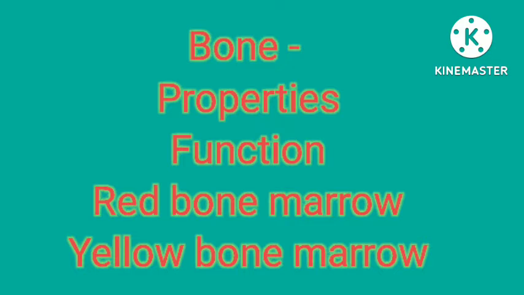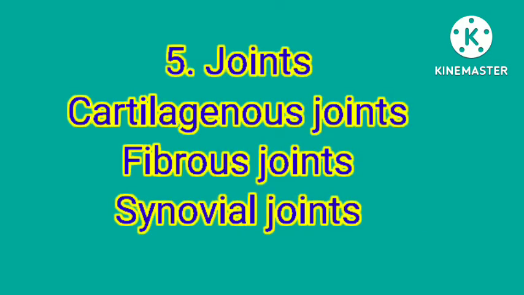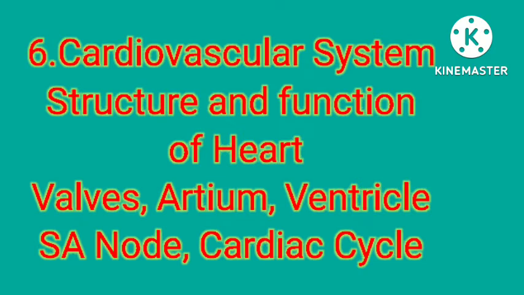The next, number 5 sub-unit, is joints, type and function of joints. Then we will study the fibrous joint, cartilaginous joint, with examples. The next sub-unit is the cardiovascular system, and there is the microscopic structure of the heart, atrium, ventricle, valves, how the heart works, and the cardiac conduction system. We will also look at the cardiac cycle, blood pressure, etc.